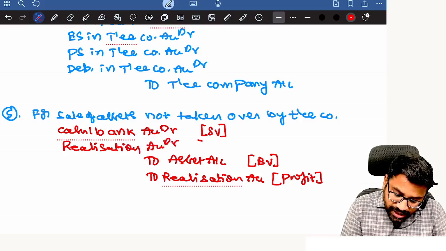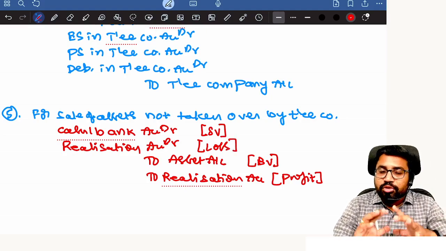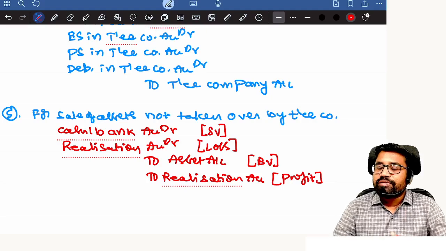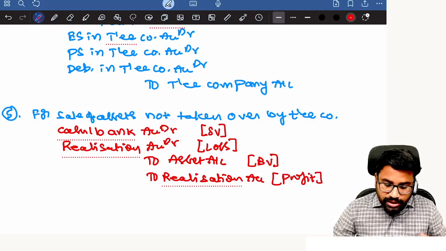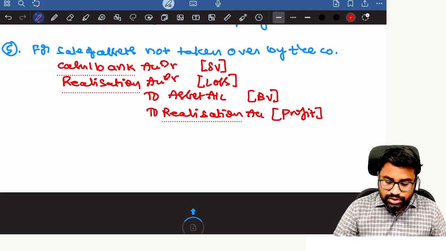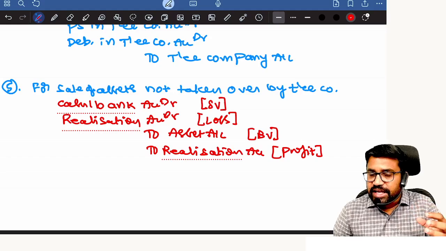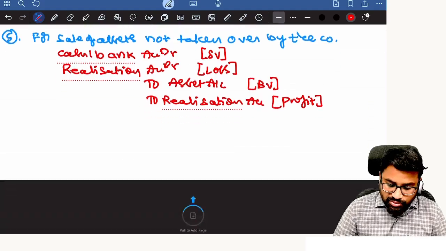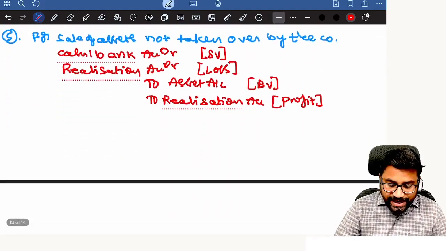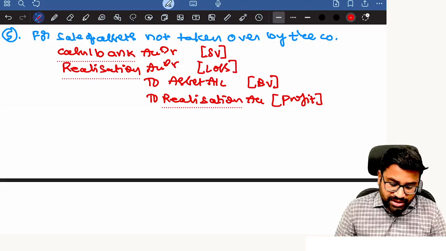Because sir, the main purpose of the realization account is this. At the time of liquidation, whatever is happening, because of those activities we may end up in gains or losses. So those profits or losses finally will be given to our shareholders only. That's why we are preparing this realization account. So this is for assets which are not taken over by the transferee company.